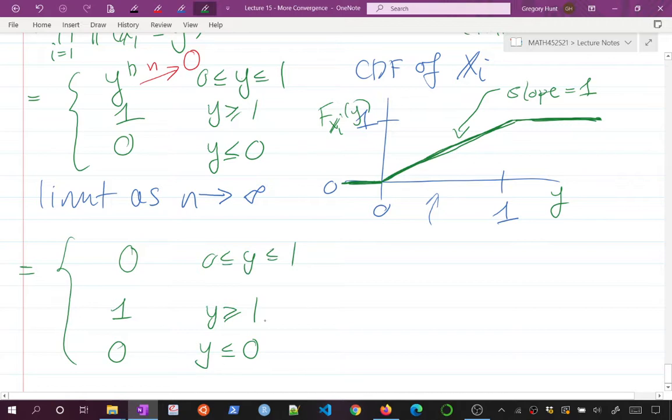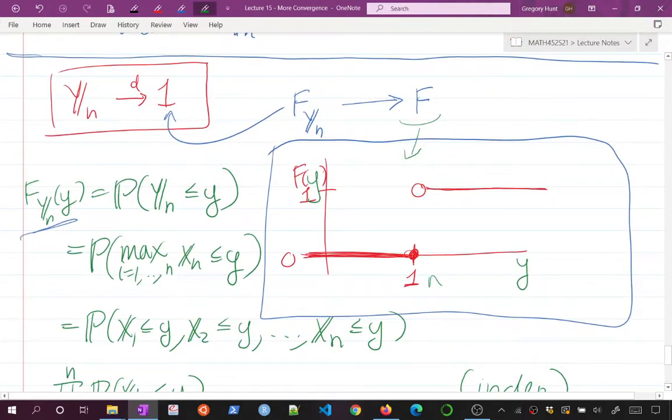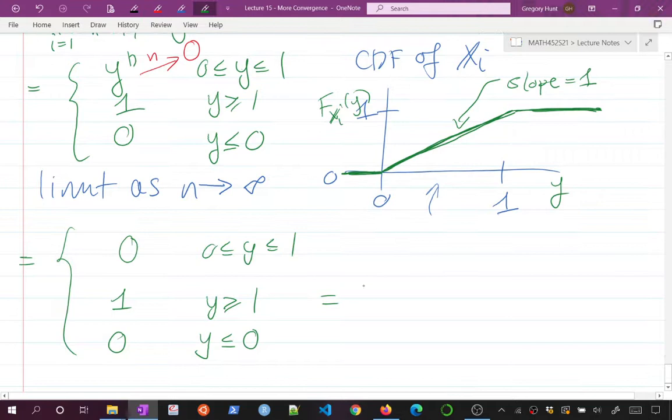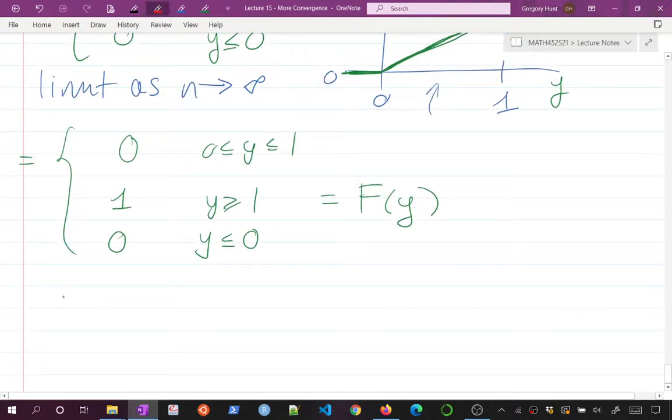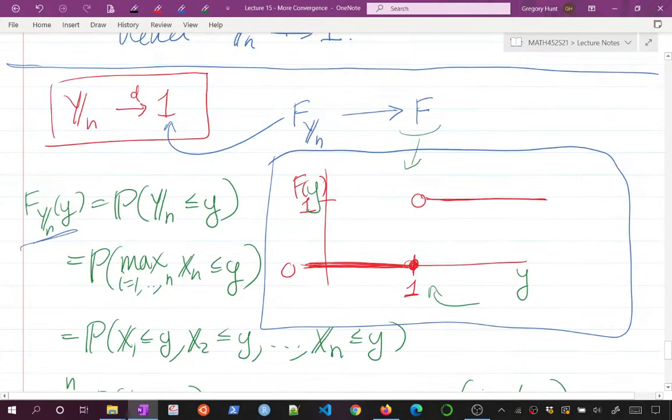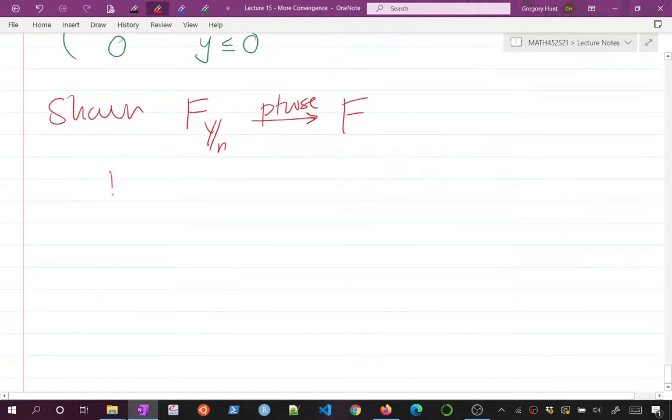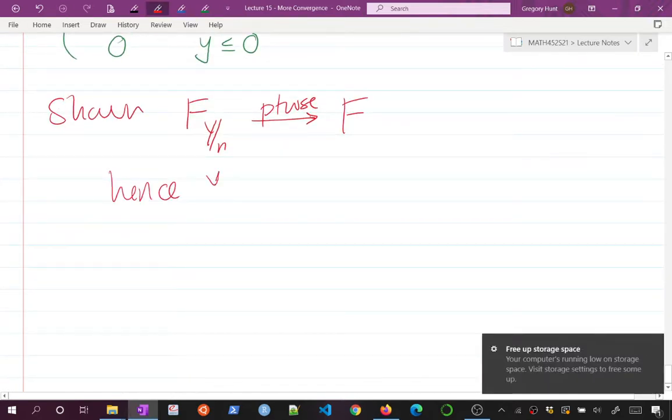So it's actually 0 up until 1, and then jumps to 1, which is exactly this CDF. This is exactly F of y. And so what we've shown here is that if I look at the CDF of my Yn's, these converge pointwise to the CDF of my degenerate variable 1. And so what that shows is that Yn converges in distribution to 1.